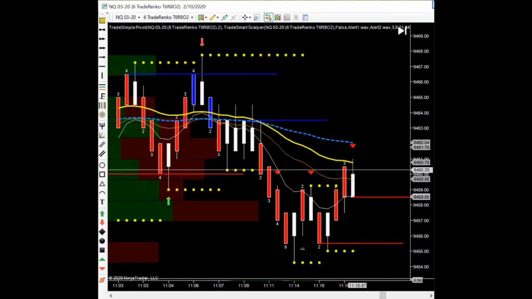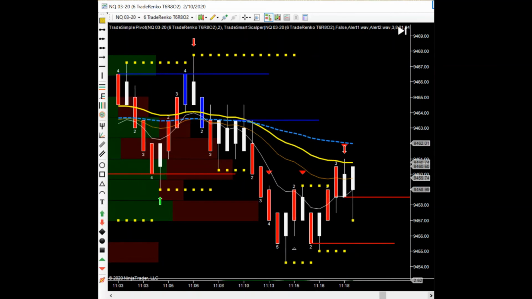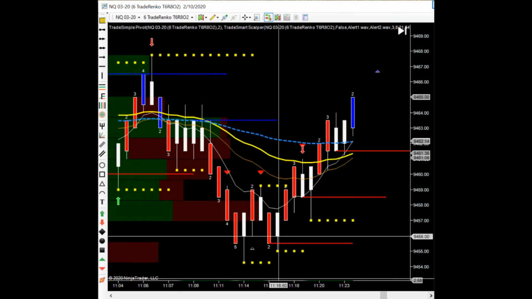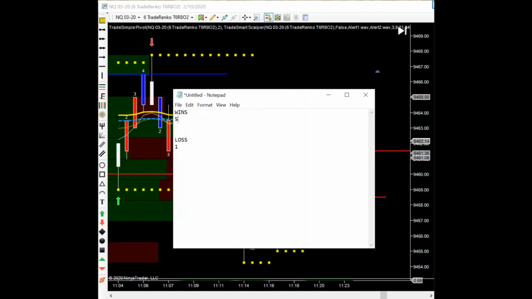This one, on the other hand, I do kind of like. We had a nice move. It was working its way back up. Hit the control line. Let's take this one. Ouch. I guess we should have done a little bit more analysis on that one. That one didn't work. 5 and 2.